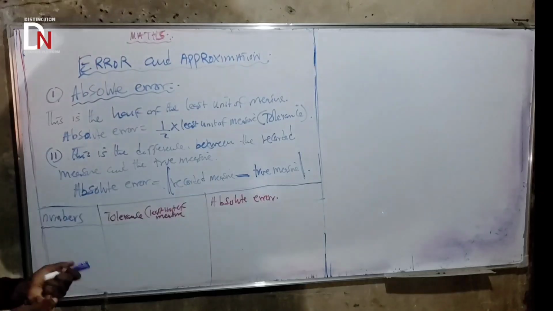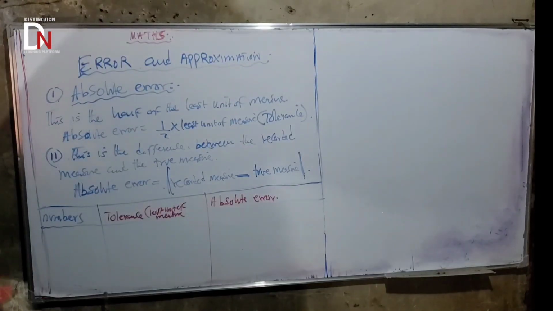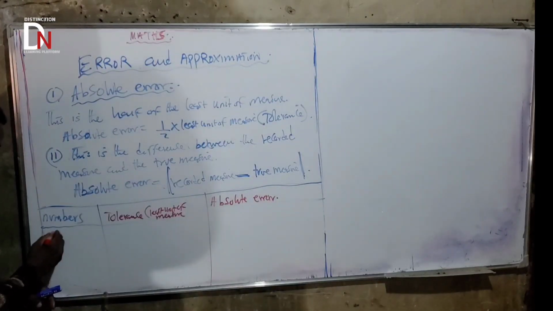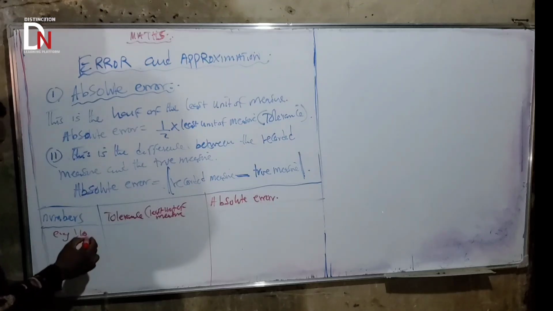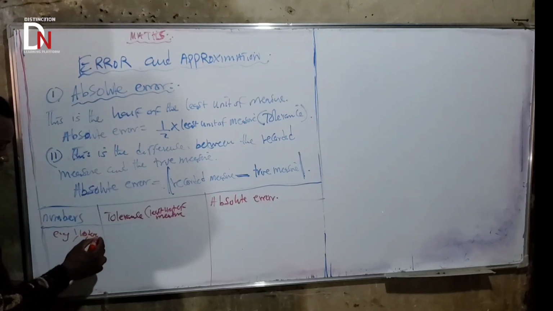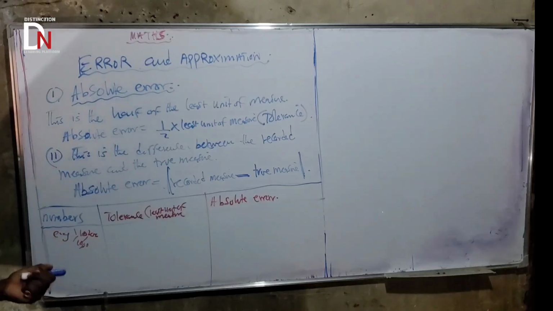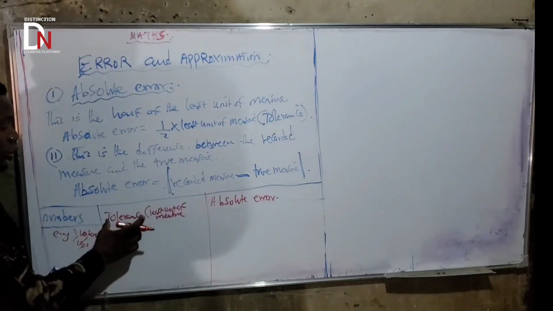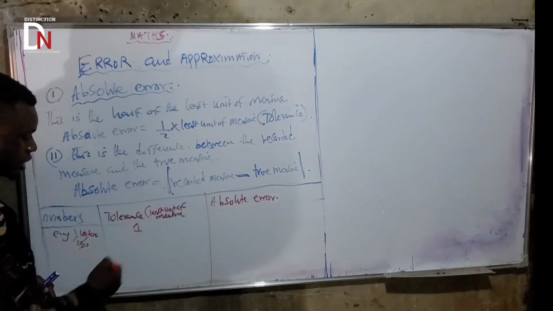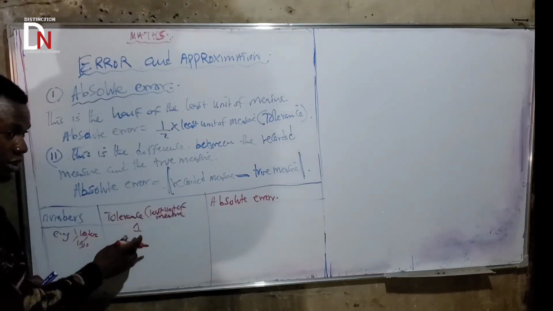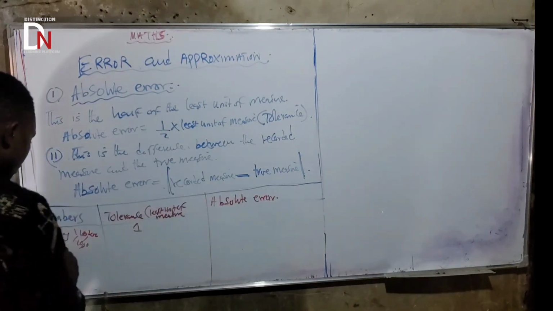So if the numbers I'm dealing with are whole numbers, it can be 1, it can be 10, it can be 200, it can be 1,000, so long as it's a whole number. The tolerance, or rather the least unit of measure, is always 1 for a whole number.